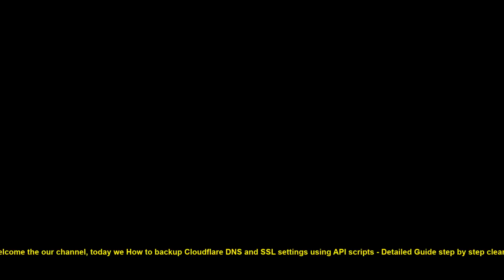Detailed guide step by step clearly. To backup your Cloudflare DNS and SSL settings using API scripts, start by ensuring you have access to your Cloudflare account. Log into your Cloudflare account and navigate to the API tokens section. Create a new API token with permissions for DNS and SSL settings. After generating the token, securely store it as it will be needed later.